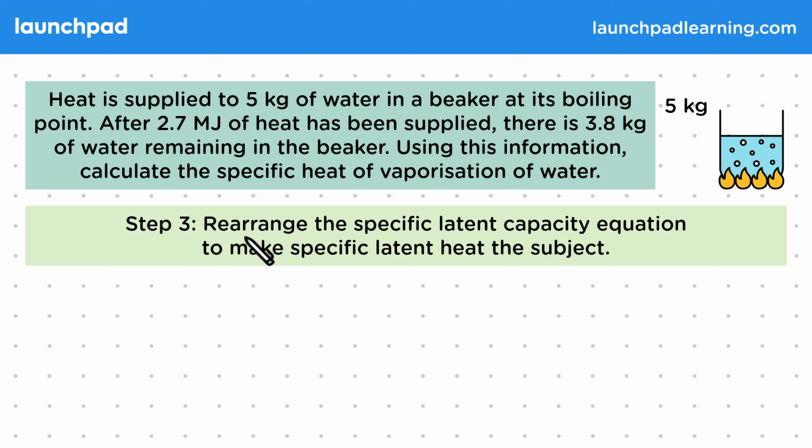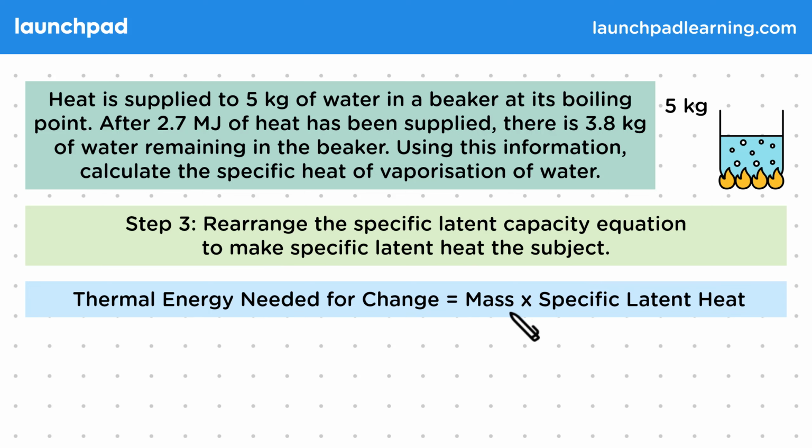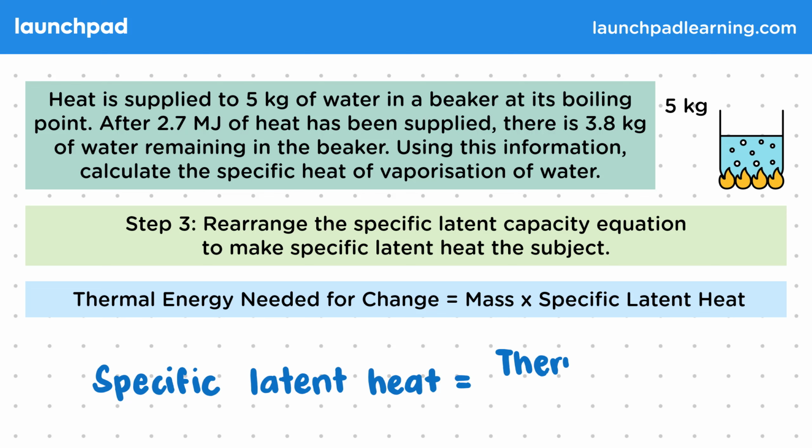So for step 3, we need to rearrange the specific latent heat equation to make specific latent heat the subject. So we can do that by dividing both sides of the equation by mass. That becomes specific latent heat is equal to the thermal energy divided by the mass.